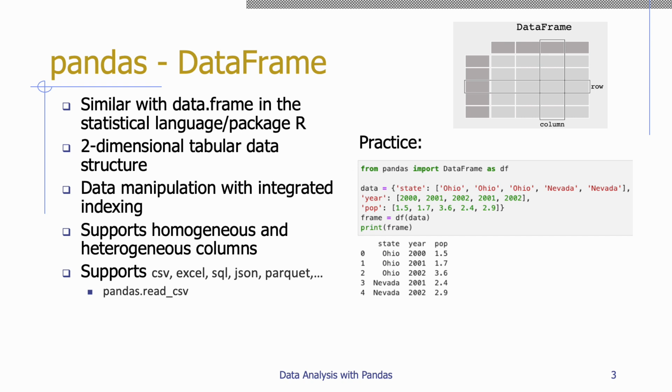If you have a look at the practice on the right hand side, as always, we import the library first: from pandas import DataFrame. If you want to use a shorter version, we can alias it as df. Then, as you see, we have a dictionary here, which is data, and its columns are state, year, and pop. Then we can assign this frame object with the DataFrame method, whose input is the data that we defined, and then we can print it and you see the output at the bottom.